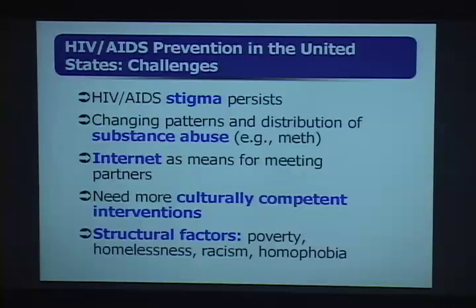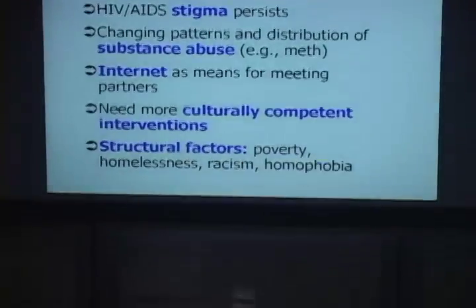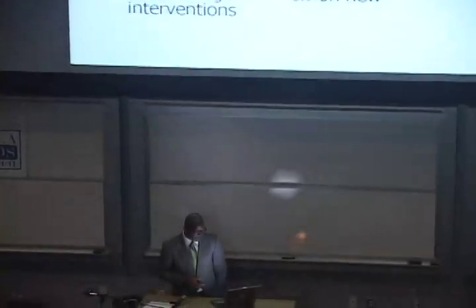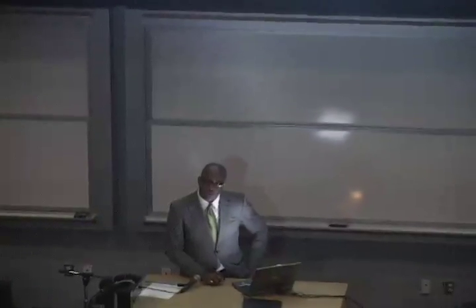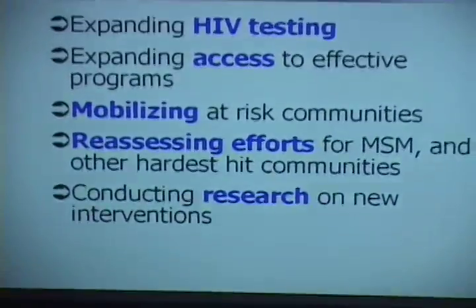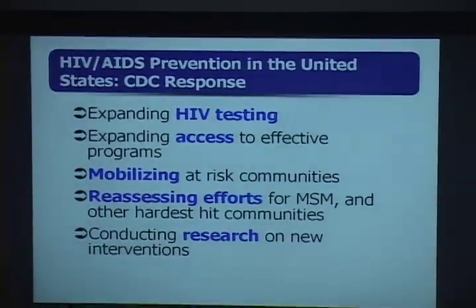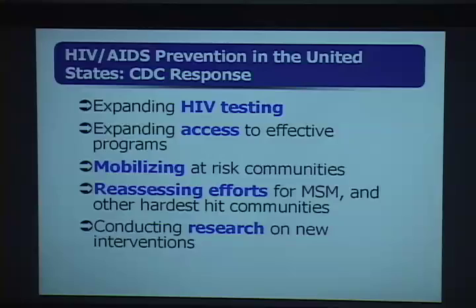I'd be happy to discuss it with you over the panel discussion, but clearly changing patterns and distribution of substance abuse is certainly having an impact on the epidemic as well. We've spoken about the internet, the need for more culturally competent interventions, and of course no discussion on these data would be complete without thinking of some of the social determinants which are driving the epidemics in the United States today. As far as CDC is concerned, we are having an increasingly focused, comprehensive prevention approach which moves us beyond the individual level determinants of disease transmission.